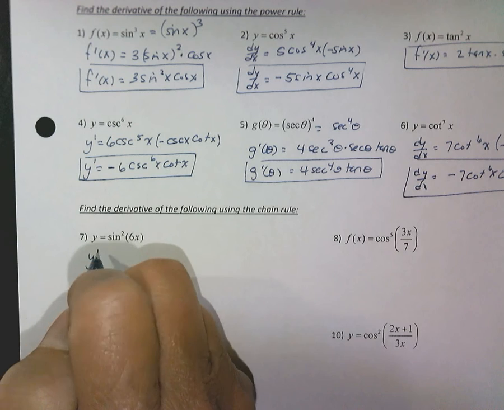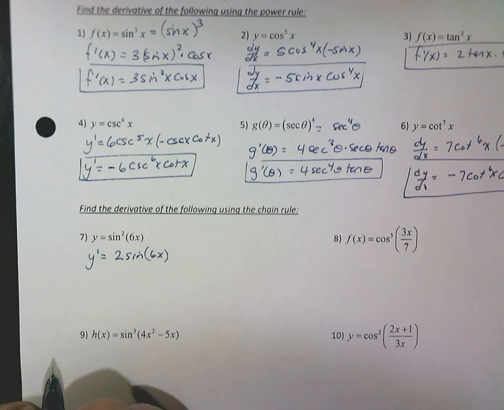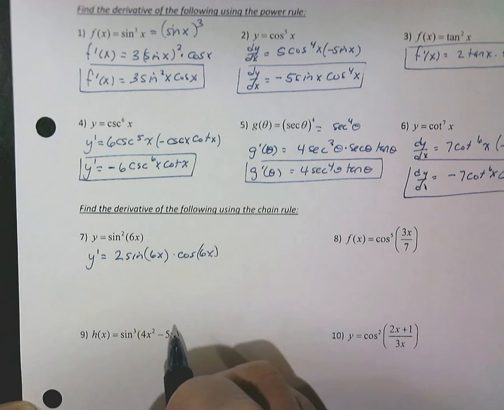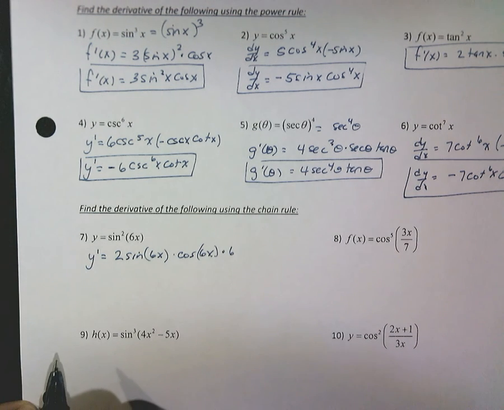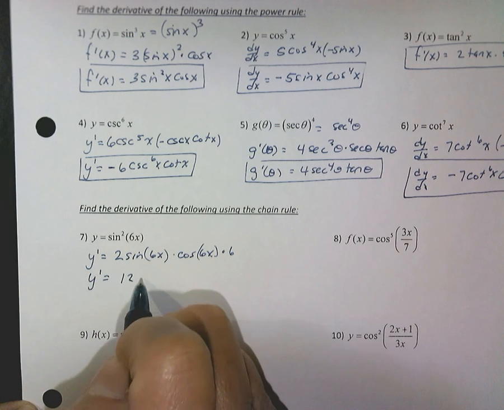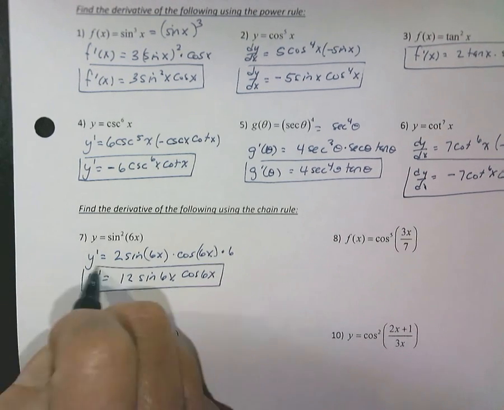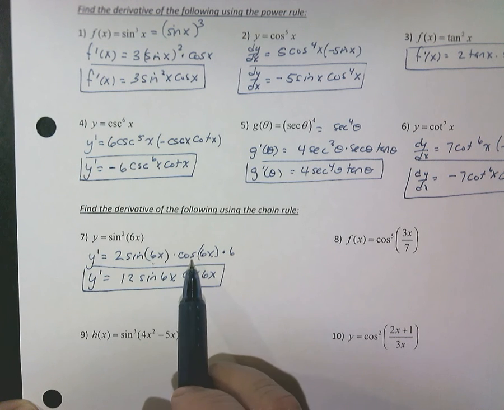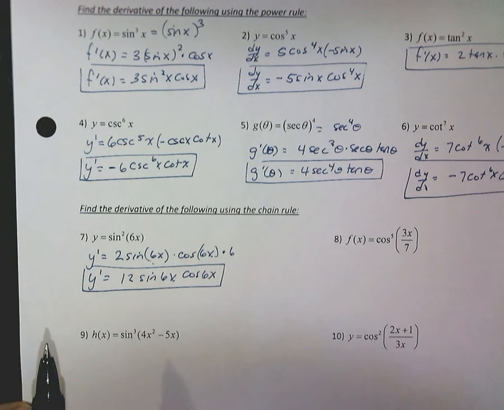I'm going to have y prime is equal to 2 sine 6x times cosine 6x. But then we also have to multiply by the derivative of 6x. So y prime is going to equal 12 sine 6x cosine 6x. So that's what's different here. It's the same as what we did up here. You're using a power rule, multiplying by the derivative of sine, but then multiplying it by the derivative of 6x.